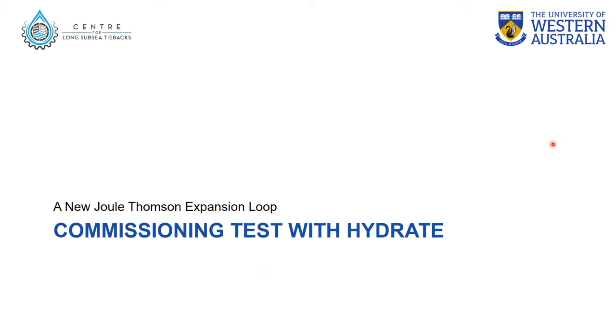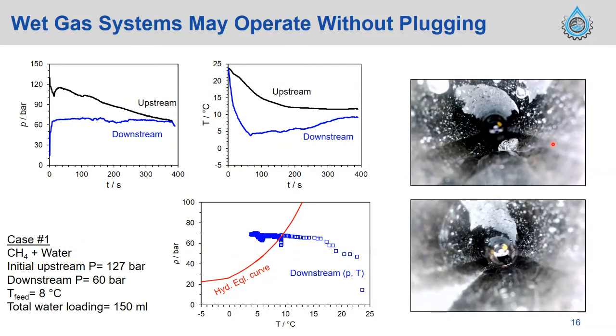Now, finally, the hydrate results in our JT system. I'll show you two methane and water systems under different conditions. Here is the pressure and temperature profile, upstream and downstream, and this is a methane and water system. What you can see is that the downstream condition, with the JT cooling, goes into the hydrate equilibrium curve. But at the end, no hydrate blockage was observed when we took the detachable section after the experiment.